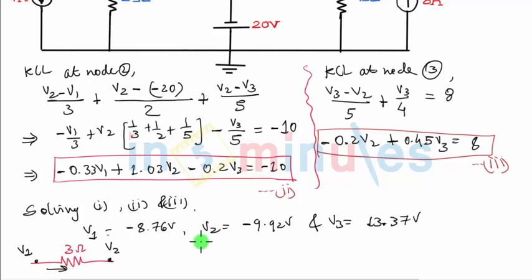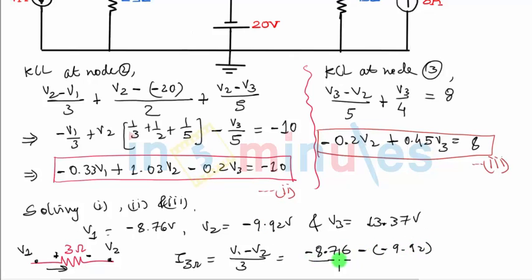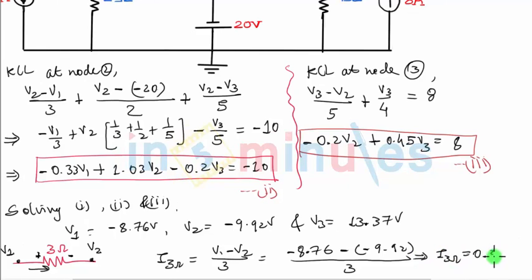If I define the current flowing towards the right, then I 3 ohm is towards the right. So the drop will be plus on the left, minus on the right, and hence the potential difference will be V1 minus V2, divided by 3. So V1 minus V2: V1 is equal to minus 8.76, minus V2, which is itself negative, so minus minus 9.92, and this will be divided by 3. Hence this comes out to be I 3 ohm equal to 0.3867 amperes. So that's the final answer for the current through the 3 ohm resistance.